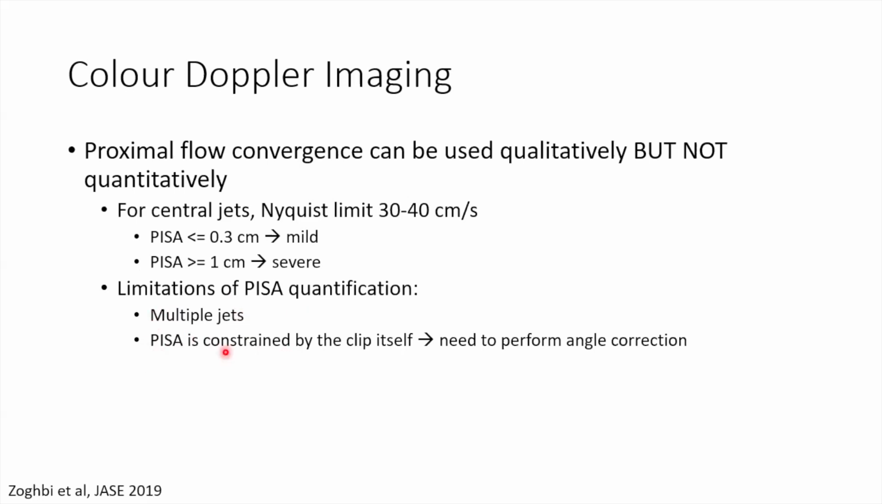But the other thing is that the PISA shell itself can be constrained by the clip. And so you may need to actually perform angle correction in these cases as a result of that. But you can qualitatively assess the same way that we do in native regurgitation. So if the PISA radius is less than or equal to 0.3 centimeters, it's more likely mild residual MR. If PISA is greater than or equal to 1 centimeter, then it's more likely severe.